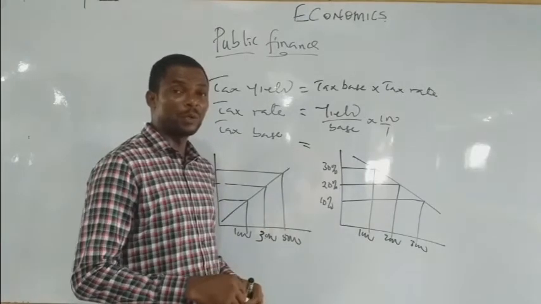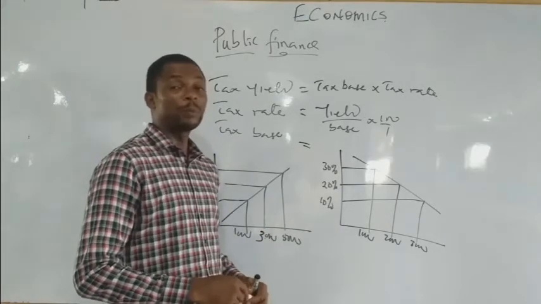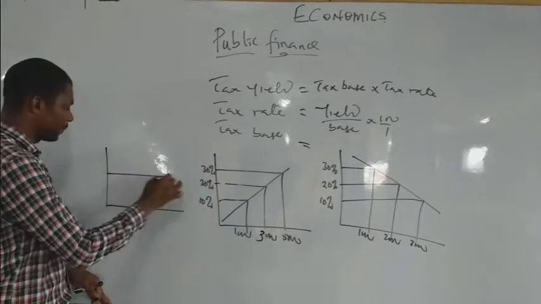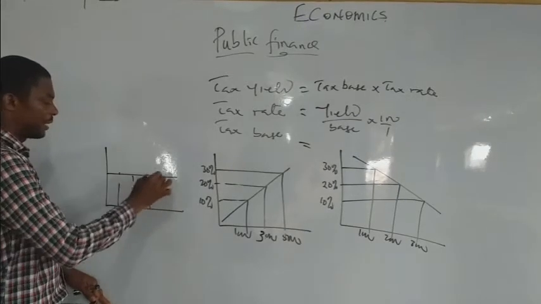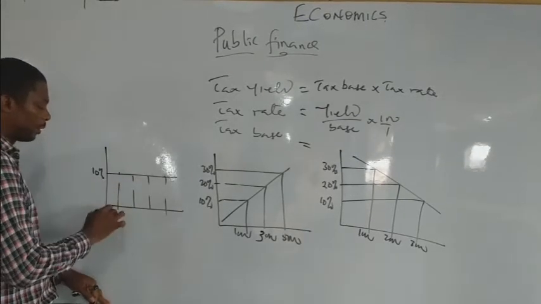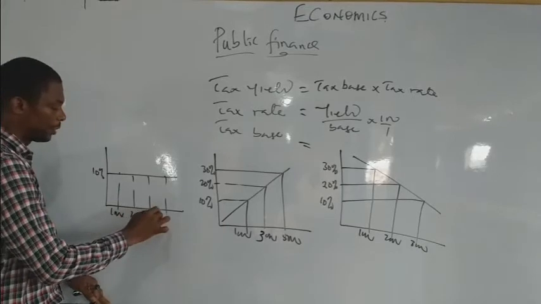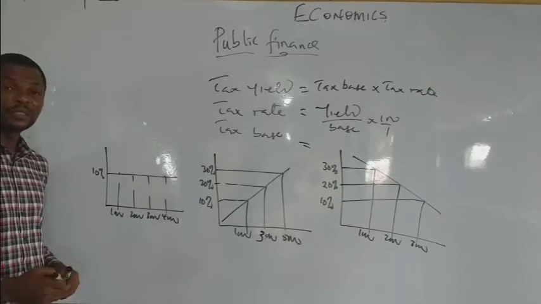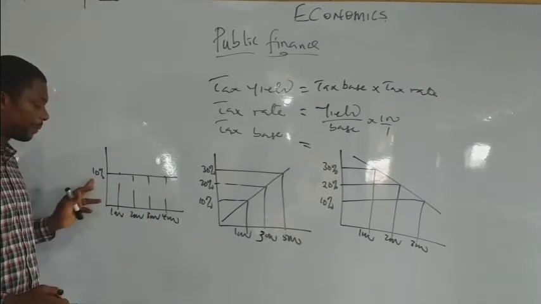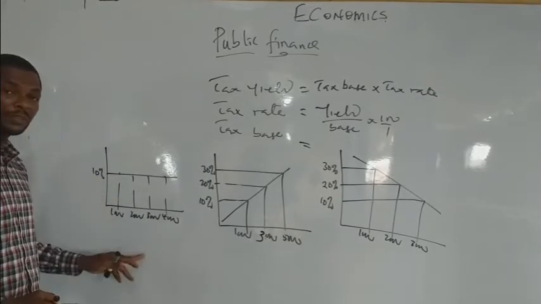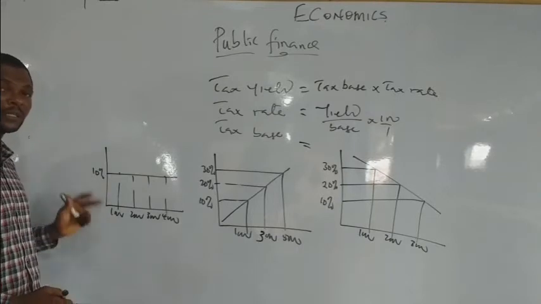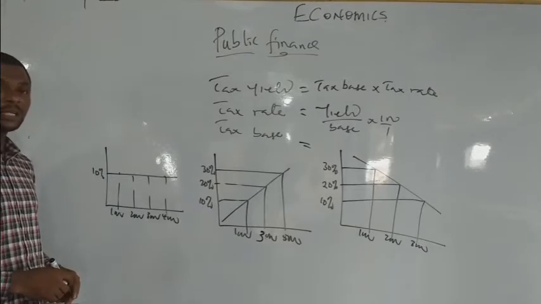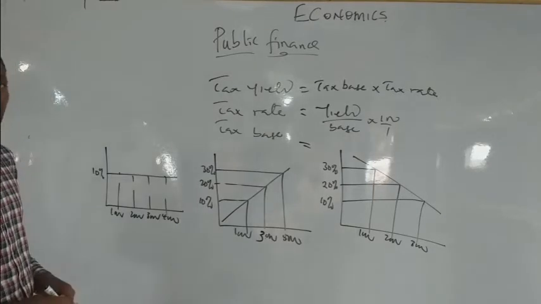And lastly, we are looking at the proportional tax. What's a proportional tax? A fixed rate paid as tax. You have 1,000, 2,000, 3,000, 4,000. A fixed rate paid as tax is called the proportional tax. When you are earning 1,000, you pay 10%, 2,000, you pay 10%, 3,000, you pay 10%, 4,000, you pay 10%, and as the money increases, you still pay the same percent as tax. Such a tax is referred to as a proportional tax.